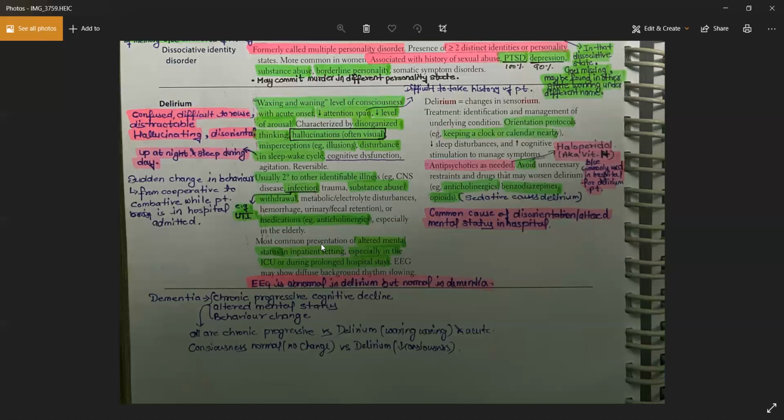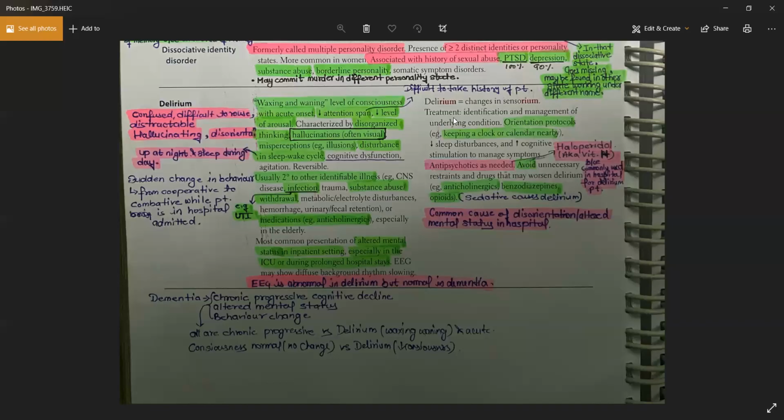The most common presentation will be altered mental status in the inpatient setting, especially in the ICU or during a prolonged hospital stay. EEG may also show some rhythm slowing, but you don't need to know that, it is core psychiatry stuff. Just know the EEG is abnormal in delirium, but normal in dementia or any other disorder. Dementia is progressive and chronic, rather than delirium, which is episodic and acute, right?